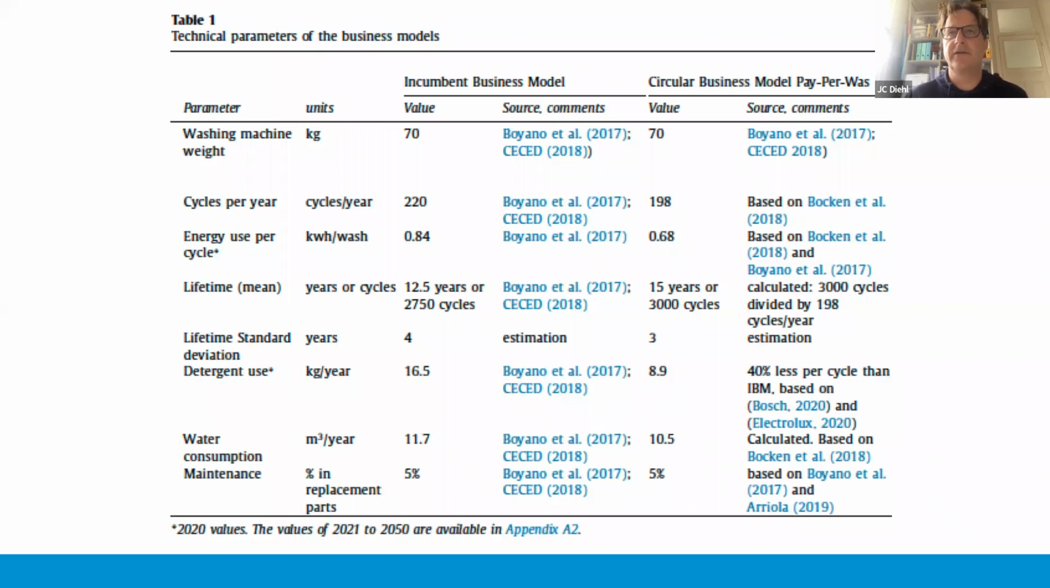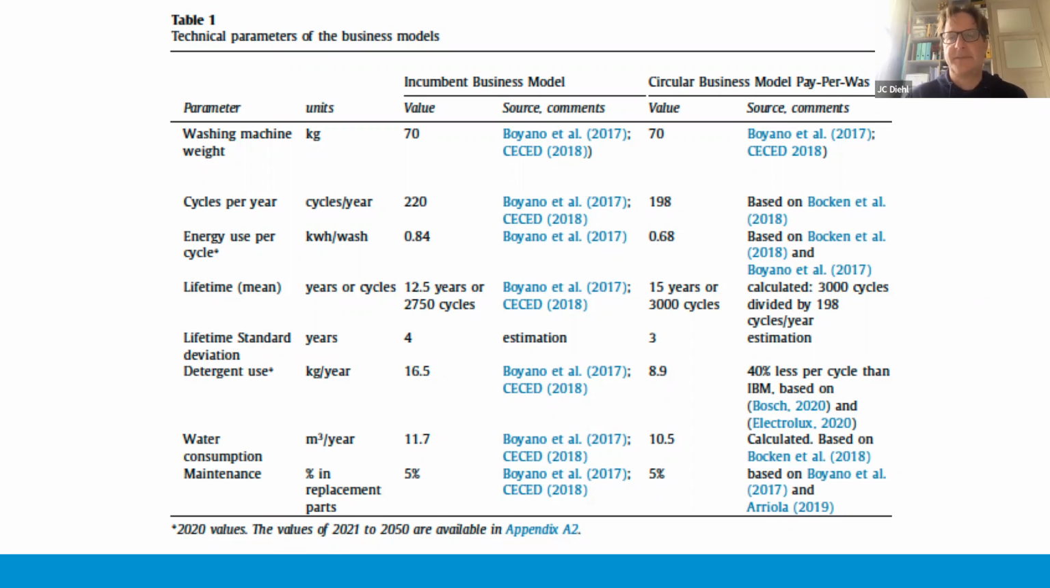On the left, you see a traditional model where you buy and own a washing machine, and to the right, where you do the pay-per-wash. The washing machine will still have the same environmental impact in the sense that it has 70 kilograms of materials. But then the next thing you see is cycles per year. In the case of pay-per-wash, it's estimated that about 10% fewer wash cycles in a household will be made. Again, this is due to the financial incentive. Higher costs, so people reduce the amount of wash cycles. Also, the energy use per wash cycle is expected to be less, 68 compared to 84. Again, because people will go to a lower temperature.